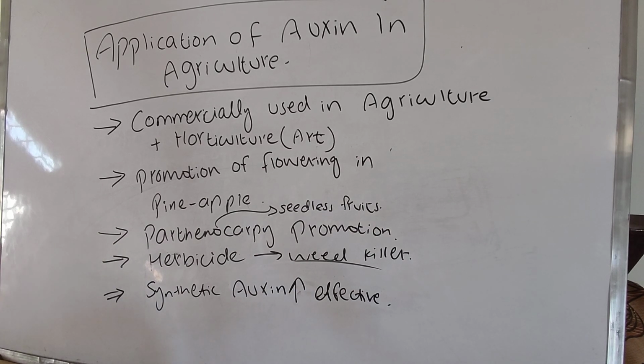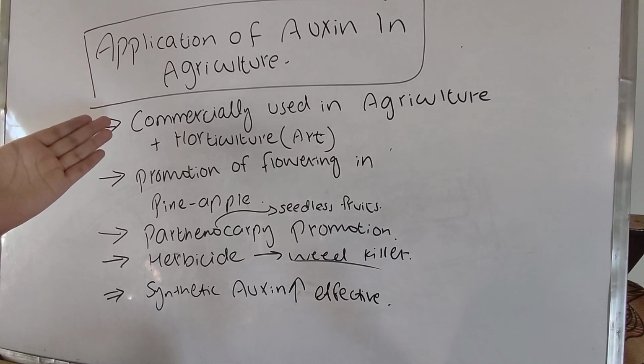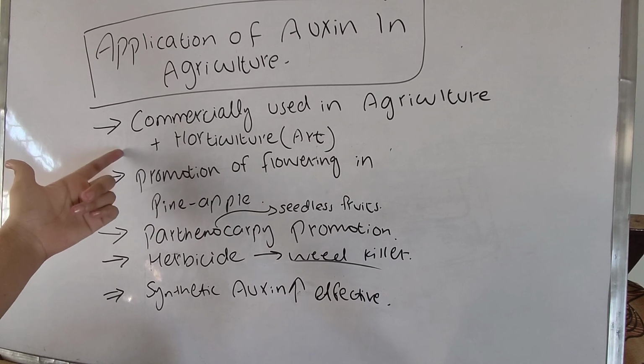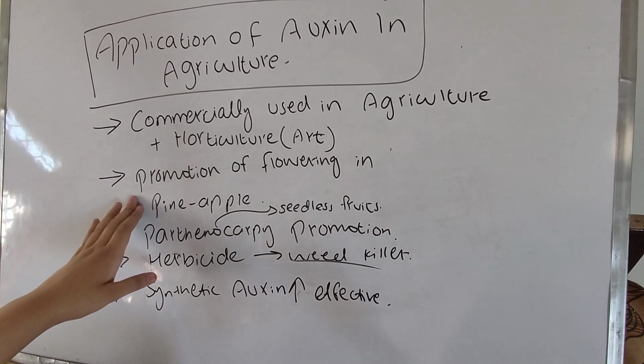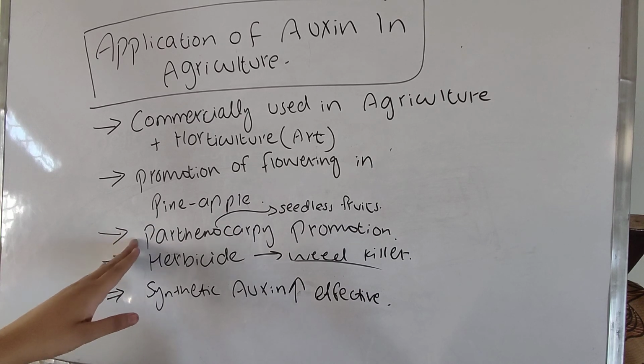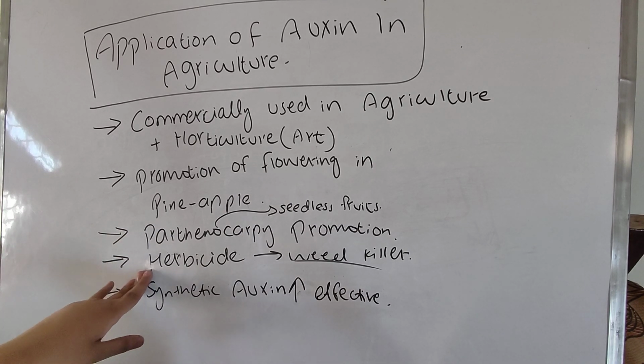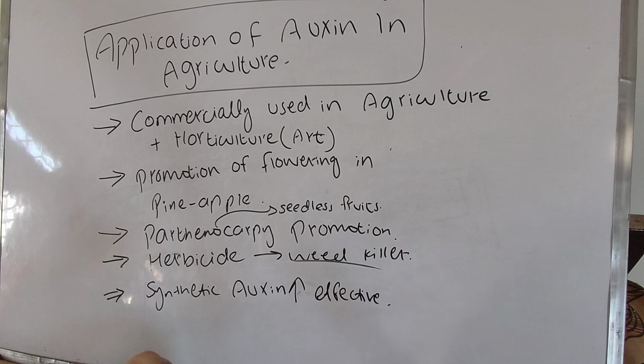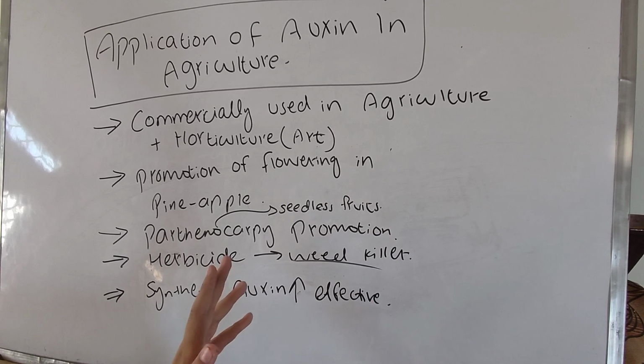These are the applications of auxin in agriculture. The very first one is commercially used in agriculture and horticulture, and the second one is promotion of flowering in pineapple. It promotes parthenocarpy. It can be used as a herbicide, which is a weed killer, but in this process synthetic auxin is used because it is more effective than the auxin which is produced by the plants.